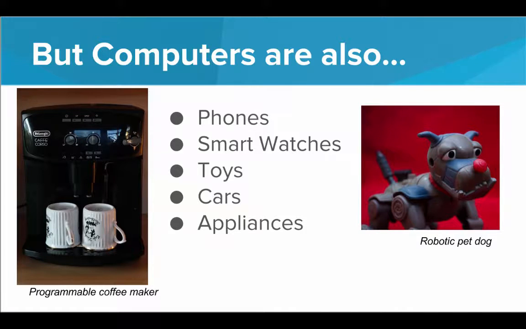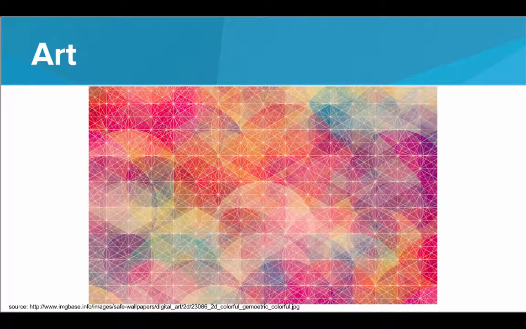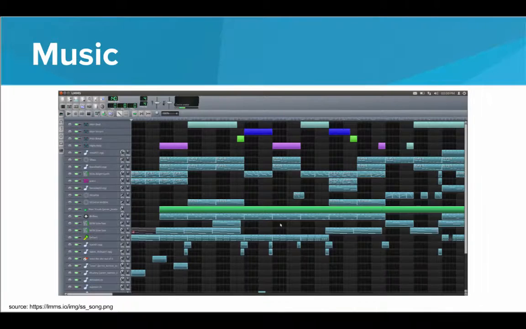So what are we using these computers for? Well, the answer to that is almost everything. But let's look at a few applications of computers in today's world. So we're using computers for things like autopilot. We're making planes and cars drive themselves. They're used in several medical devices like defibrillators and pacemakers. They're being used in art to create digital art and share art between artists. They're being used to create music, to visualize music, to perform music.